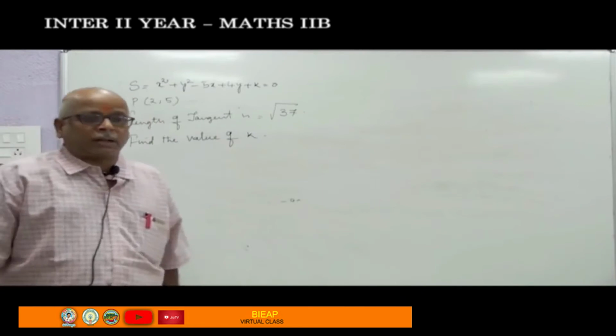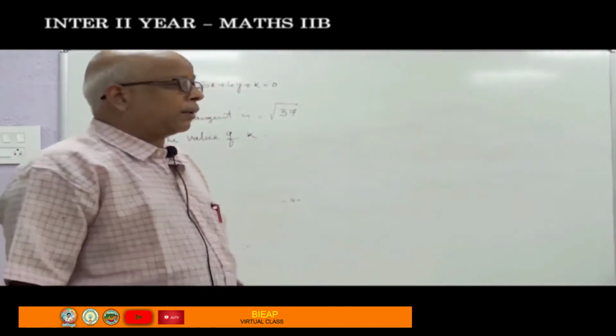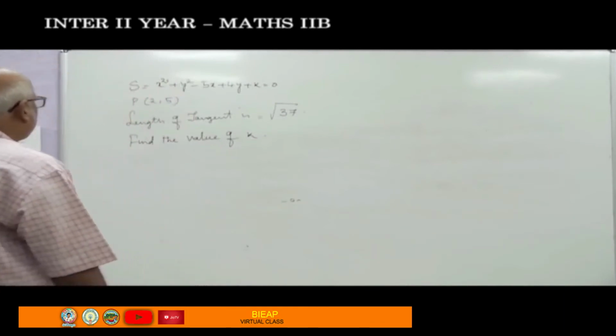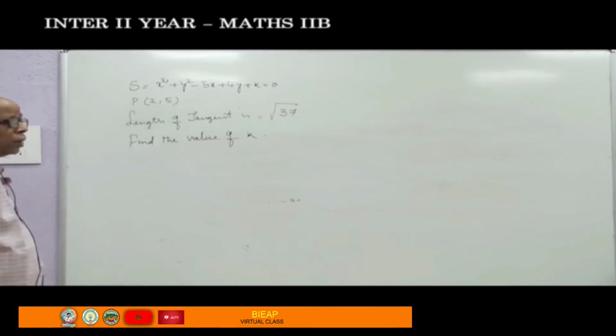Length of tangent is root 37. Then find the value of k. This also I will do. Of course, this is also of the same model, but the circle equation differs here.